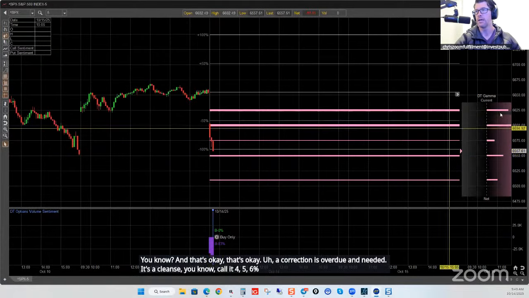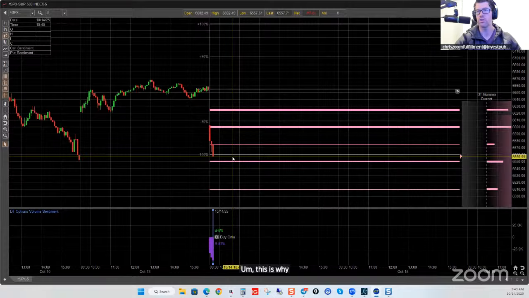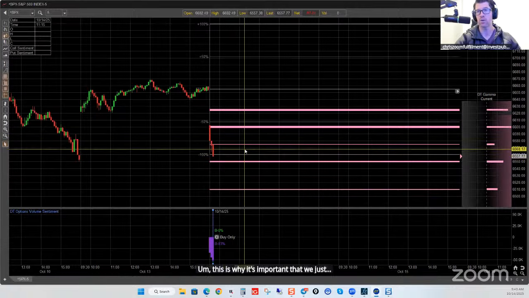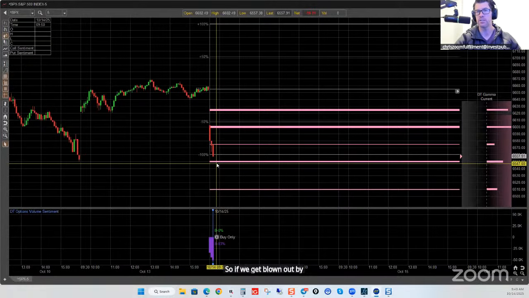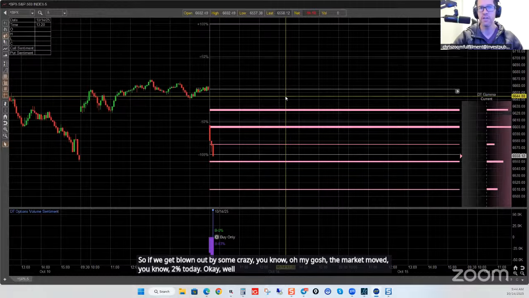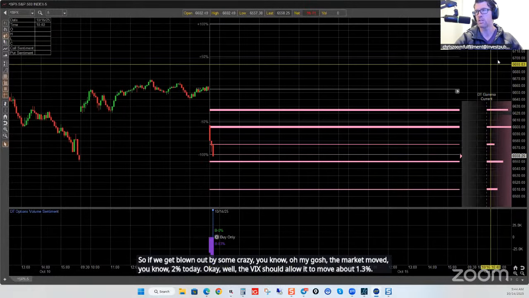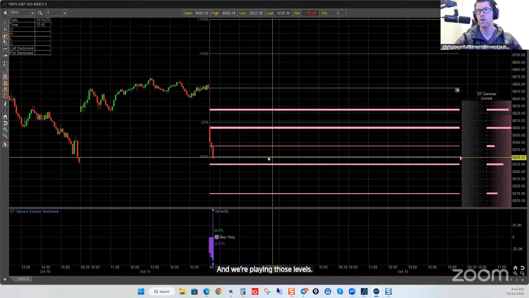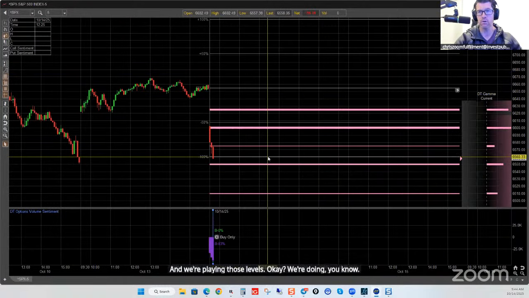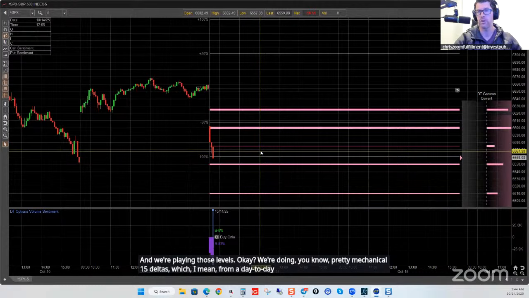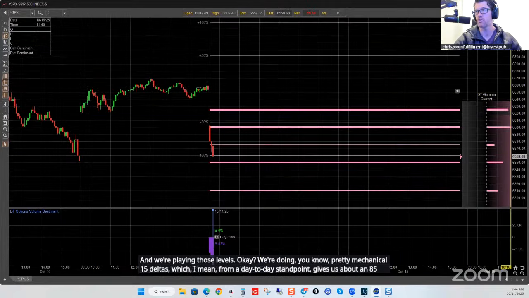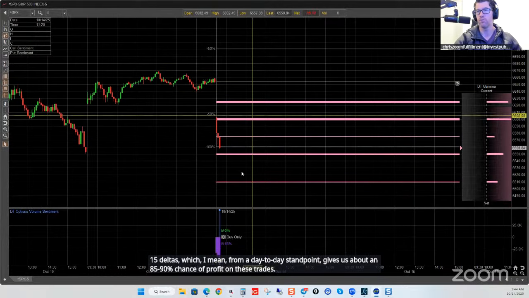It's fine. This is why it's important that as we're taking trades, we're managing risk. None of these risks are big. So if we get blown out by some crazy, you know, oh my gosh, the market moved 2% today. Okay, well, the VIX should allow it to move about 1.3%. And we're playing those levels. We're doing pretty mechanical 15 deltas, which from a day-to-day standpoint gives us about an 85 to 90% chance of profit on these trades. So we're still following the plan.